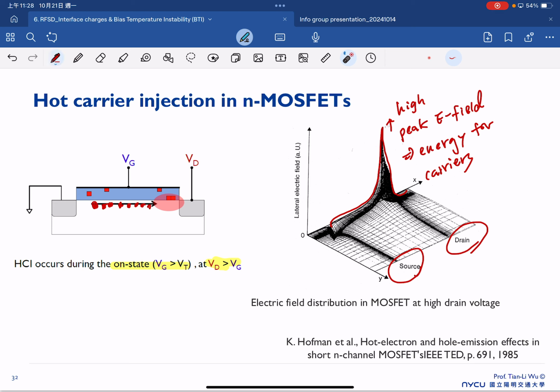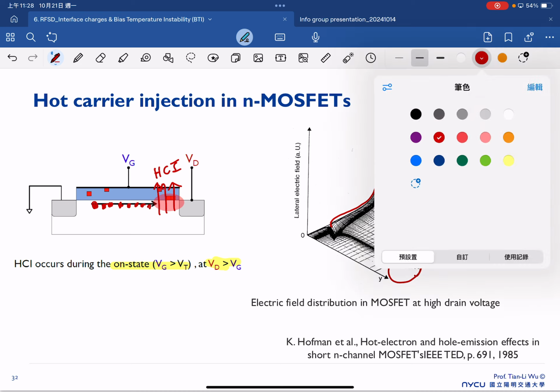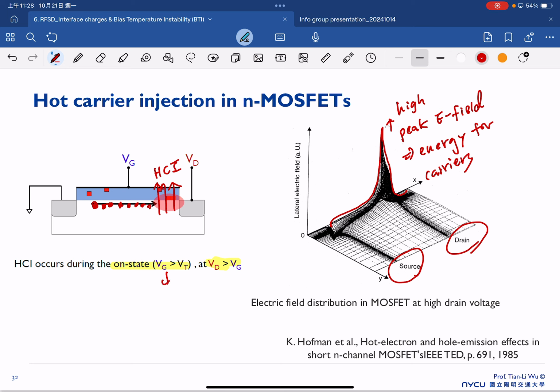So here, that becomes the hot carrier injection. So then you will see that in the gate, near the drain side, the dielectric will be injected with a huge amount of electrons. So that's what we call the hot carrier injection. So the hot carrier injection will also cause, this is electron, will cause the threshold voltage shift and drain current decreases.